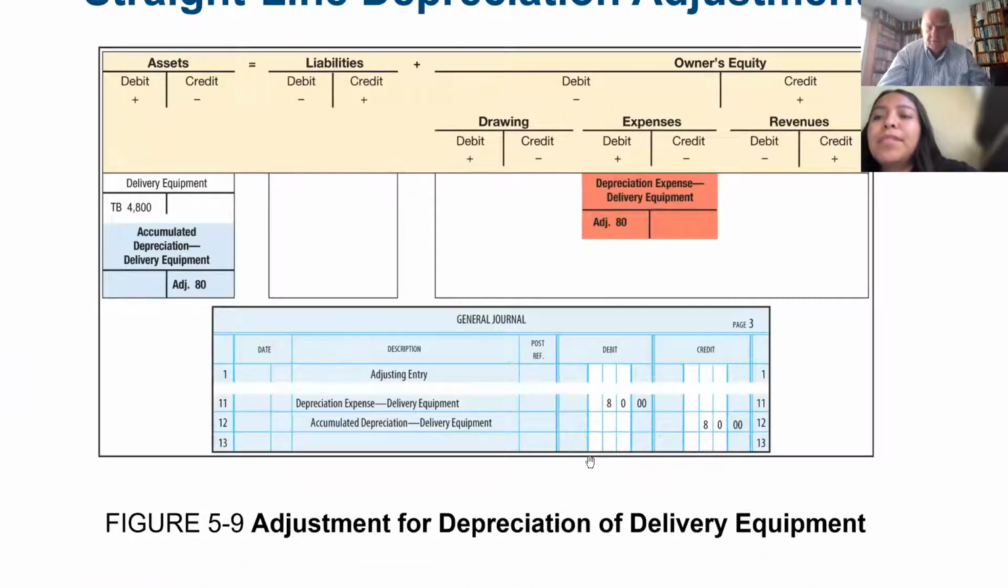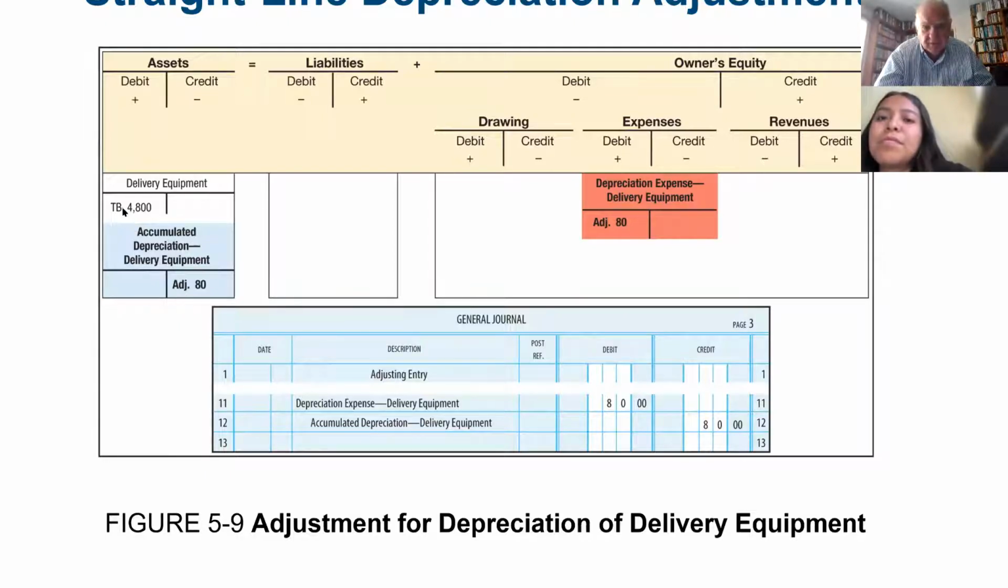Here's another important thing to understand, Crystal. You see where it says delivery equipment, $4,800? You're never going to touch that number. That's going to stay there forever. What's going to happen, though, over the next 5 years, this is going to go from 80 to 160 to 240 for the next 60 months. And when you get done, the accumulated depreciation will equal 4,800.